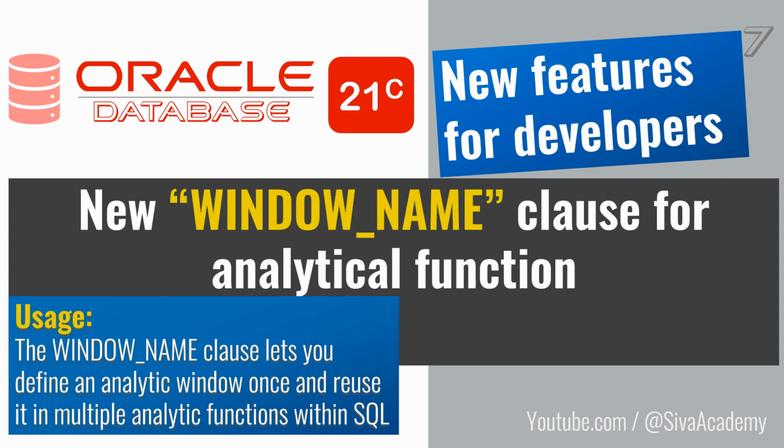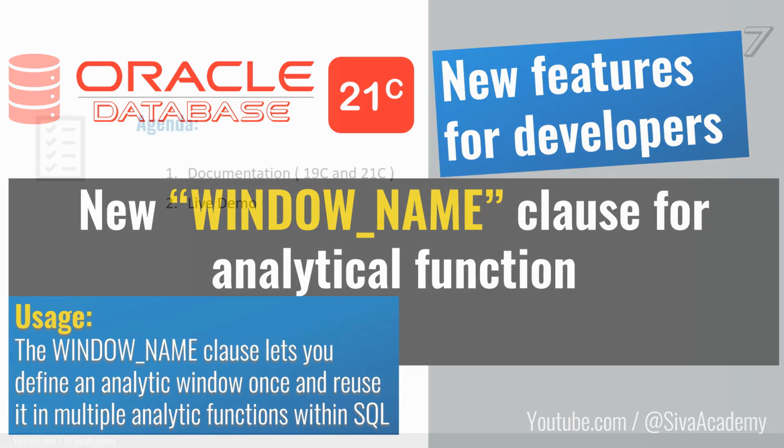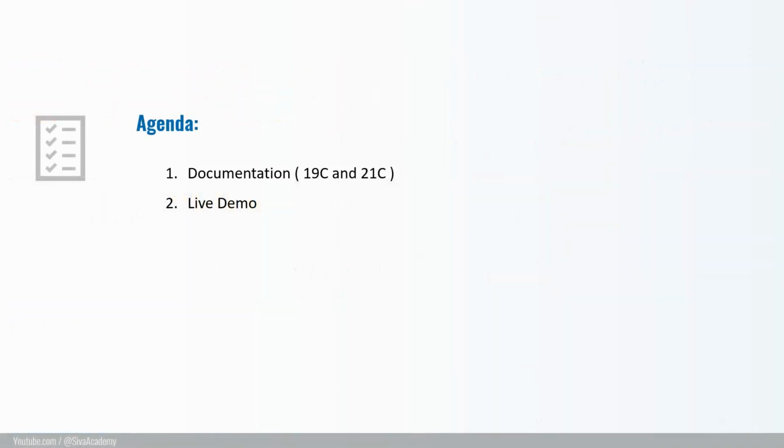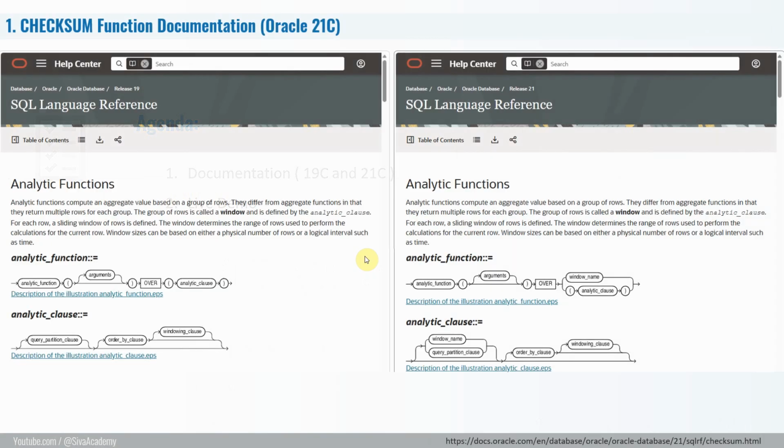In this video, we are going to learn about the new window name clause introduced as part of the analytical function usage. First let me take you through the documentation covering both 19C and 21C so that we'll be able to understand the syntax difference in the usage. Then I will take you through the live demo. Okay, let's start with the documentation.